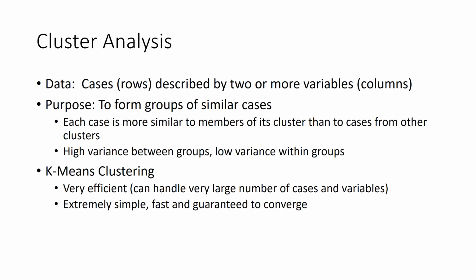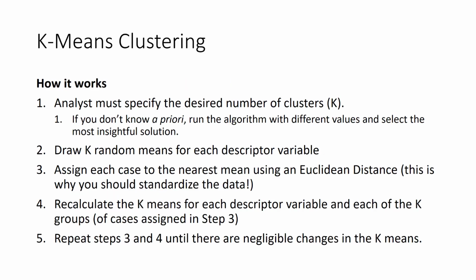Essentially, we want to have high variance on those two or more variables between groups than within groups. And the most popular algorithm to do cluster analysis is called k-means clustering. This is a very efficient algorithm that can handle large number of cases and large number of variables. It's extremely simple, fast, and is guaranteed to converge. And I wanted to show you the intuition behind this particular algorithm, the k-means clustering algorithm.